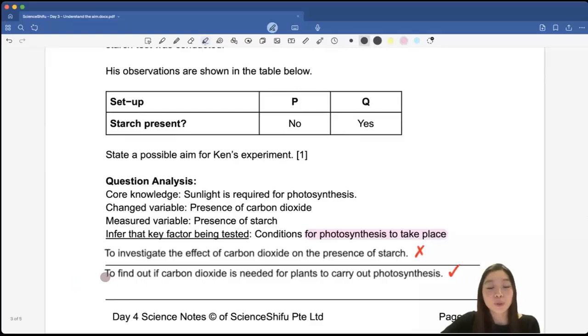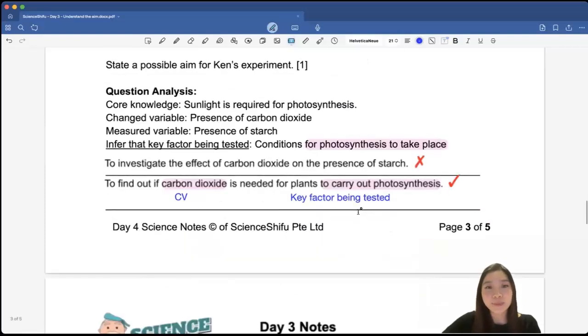And the aim is as follows: to find out if carbon dioxide is needed for plants to carry out photosynthesis. So as we can see over here, in our aim, we have to find out if the change variable is needed for plants to carry out photosynthesis. This will be the key factor that is being tested. So what we want to focus on for the students will be for them to be able to infer the key factor that is being tested. Now let's take a look at another example.